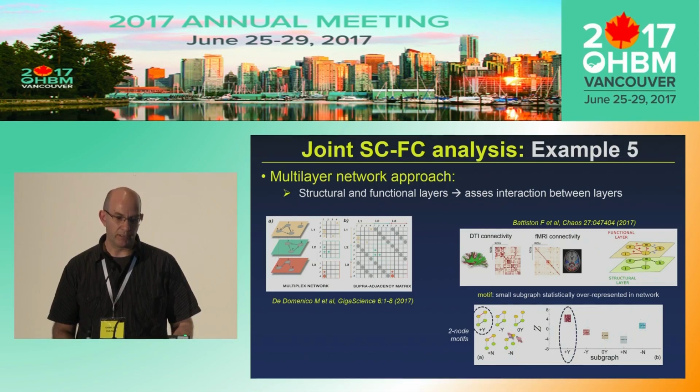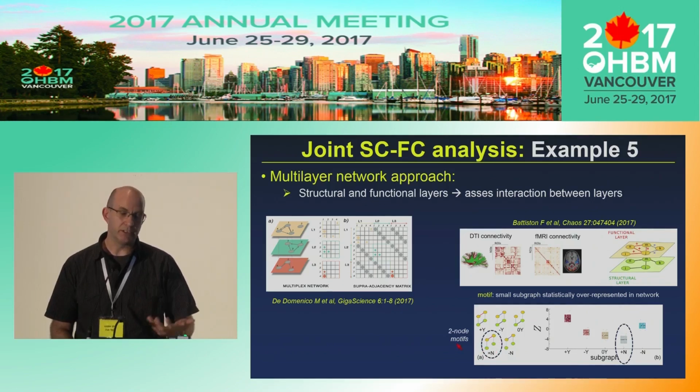For example, they found that the one where both are present is the most represented in the system, in the data, while the least represented is the one where functional connectivity is present but structural connectivity is not. Again, this suggests the importance of structural connectivity to functional connectivity. And in that paper, they also looked at 3-node motifs and other more complex ones.